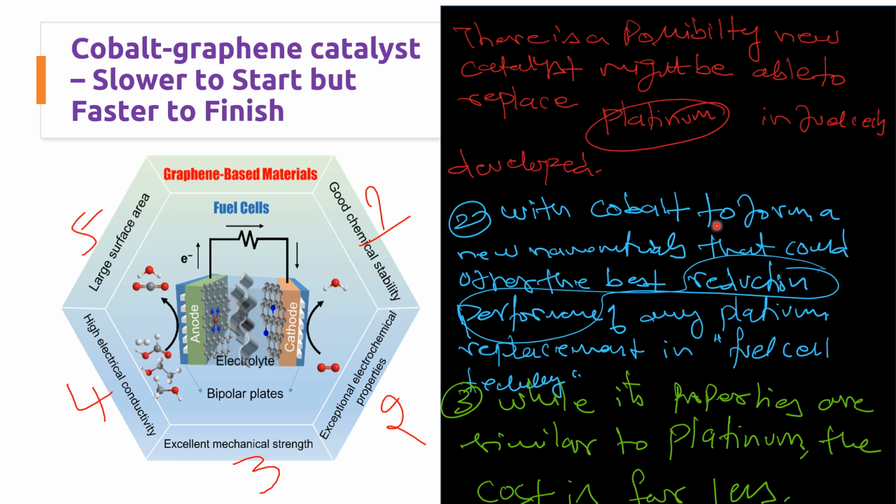With the cobalt, the role of the cobalt is to form a new nanomaterial that could offer the best reduction performance, the reduction performance of any platinum replacement in fuel cell technology. So on that note, we understand that while the properties are similar to platinum, the cost is far less.